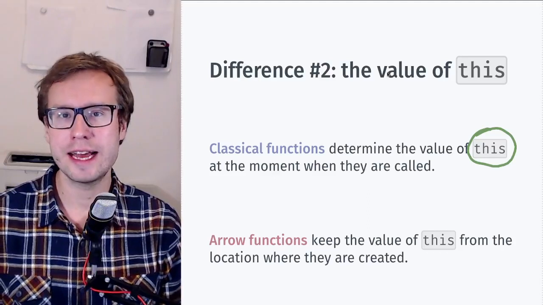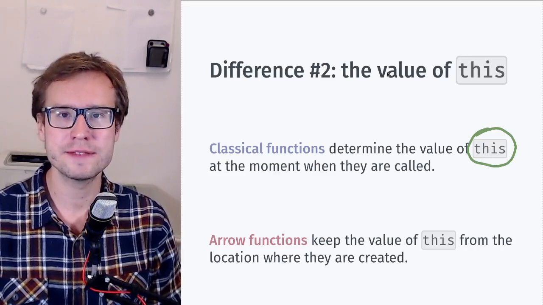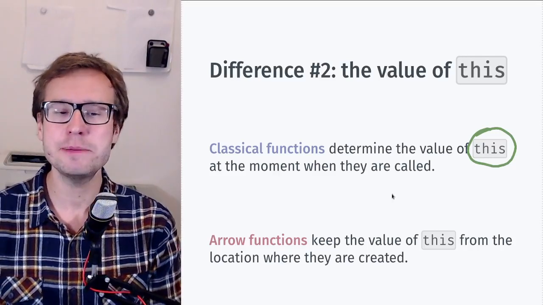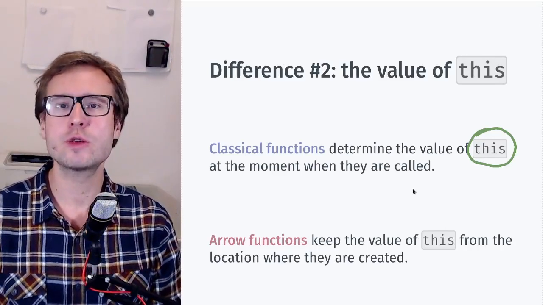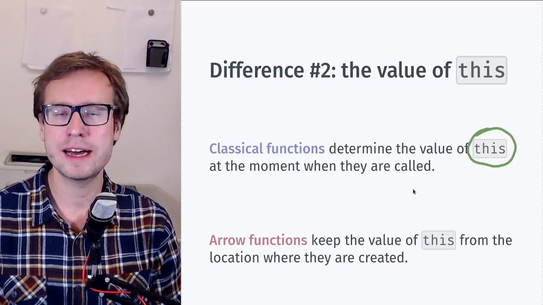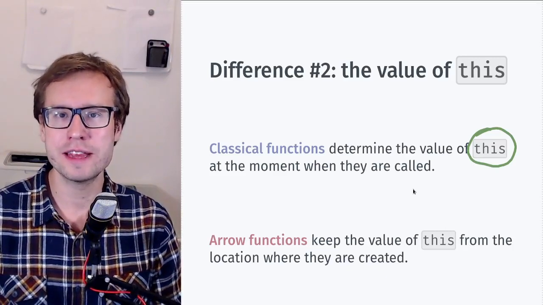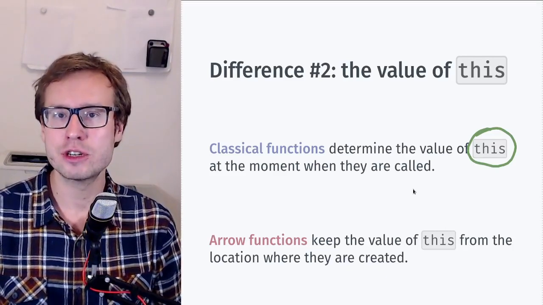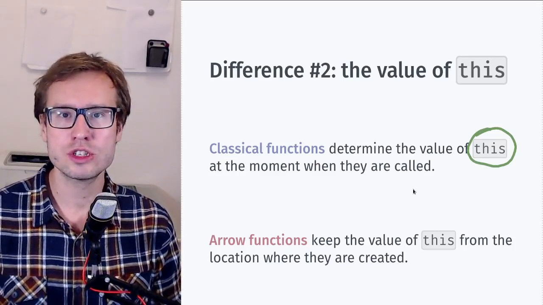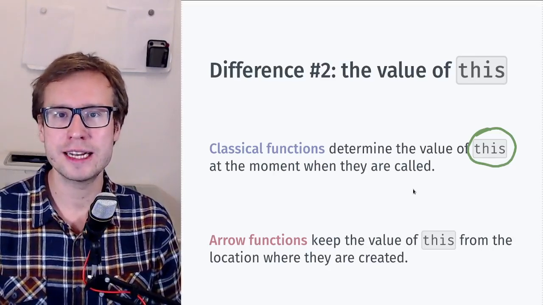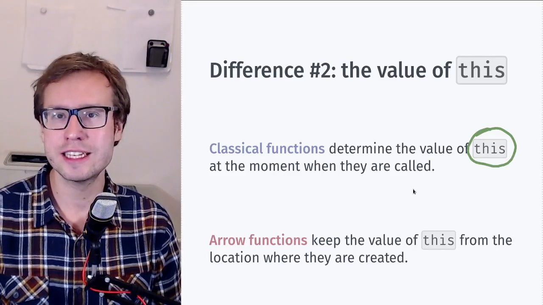Arrow functions, on the other hand, basically say, I'm not even going to care about the this keyword. I'm going to pretend that it doesn't even exist, that it doesn't affect me. And so they keep the value of this from the location where they were created. Another way of thinking about this is that they don't touch the value of this. They let it pass through them. Whatever the value of this is in the place in the code where the arrow function is, that's the value it'll have. So there's no strange determination that happens, which is what happens in the case of classical functions when the function is called. It doesn't try to determine what value this is going to have at that time.